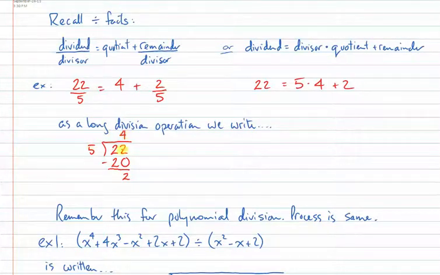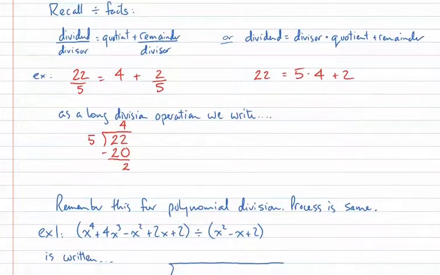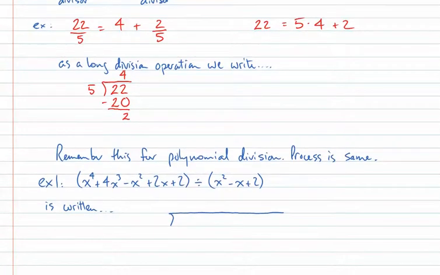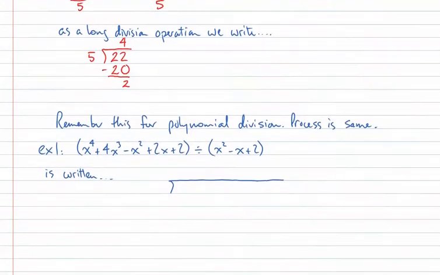So we want to keep this in mind: the 5, the 4, the 22, and the 2, their location and their meaning, because what we're going to do now is do it with polynomials. So keep this in mind. You may need to go back up and refresh yourself on that and compare.